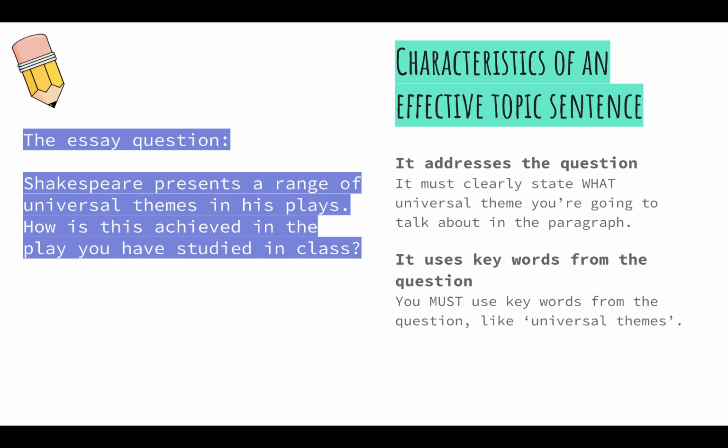Here are the characteristics of an effective topic sentence. It must address the question. It must clearly state what universal theme you're going to talk about in the paragraph, okay? It's really important because the question asks about universal themes. You need to make sure that in your topic sentence, you have a universal theme.